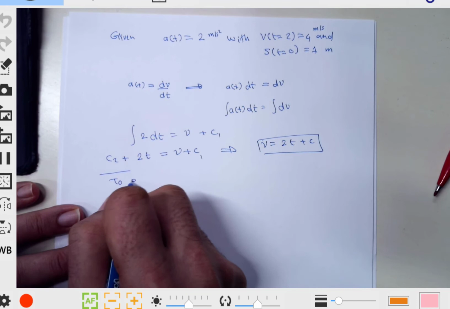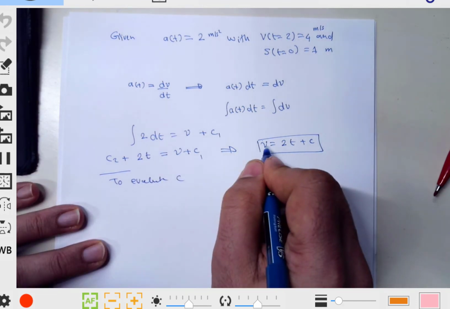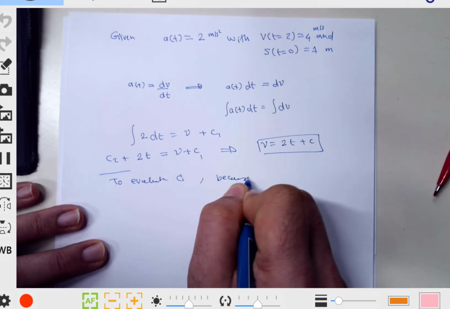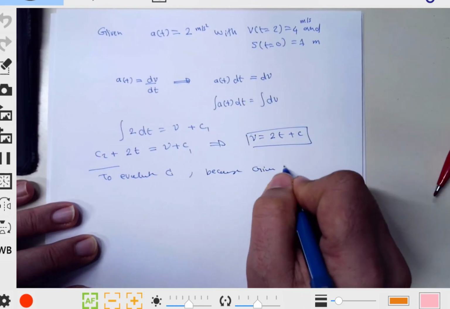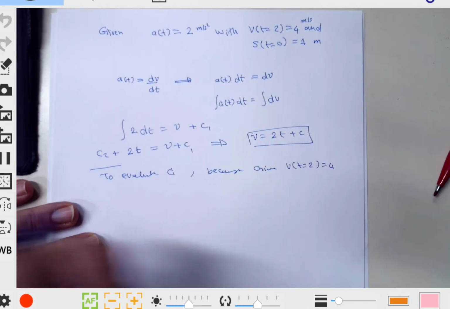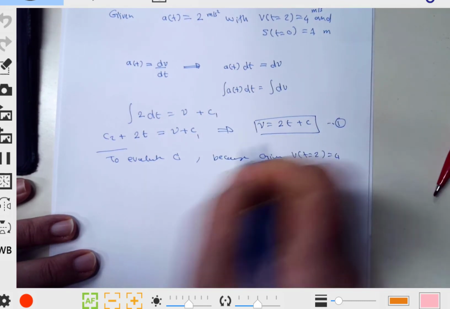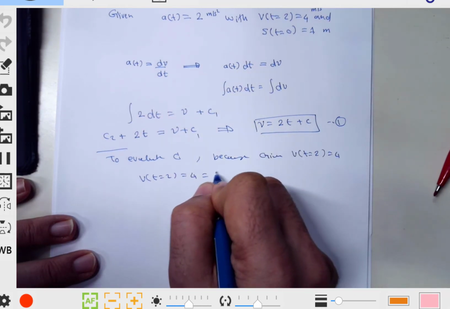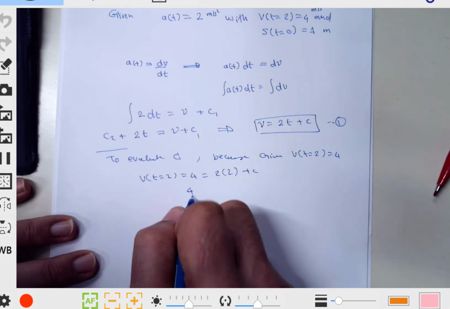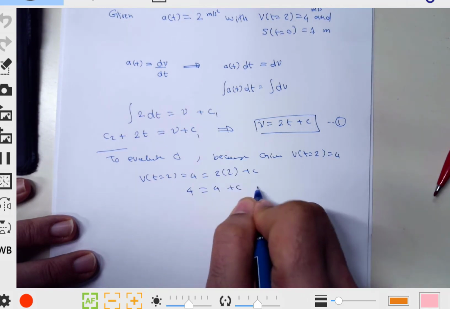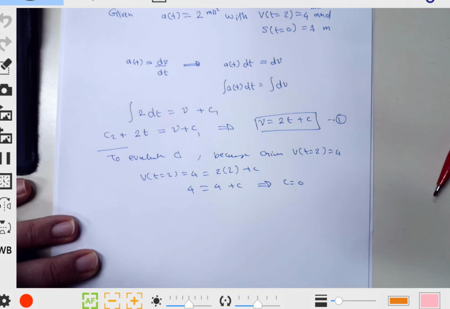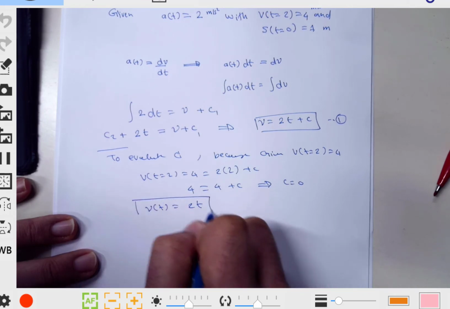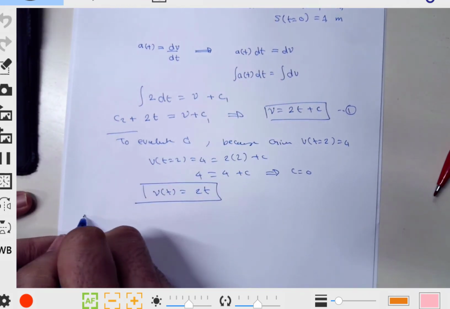To evaluate c, I need information about the velocity at any time, because we are given the velocity at time equal to 2 equal to 4. So substitute this in that equation, right? So velocity at time equal to 2 equal to 4 equals 2 multiplied by 2 plus c. So this is 4 plus c, then c equals 0, right? So therefore the velocity as a function of time equals 2t, as I found it. All right.